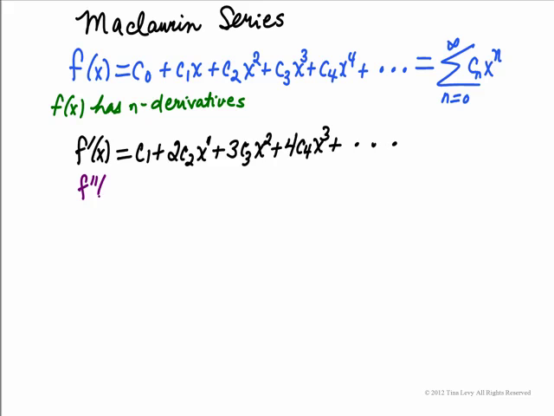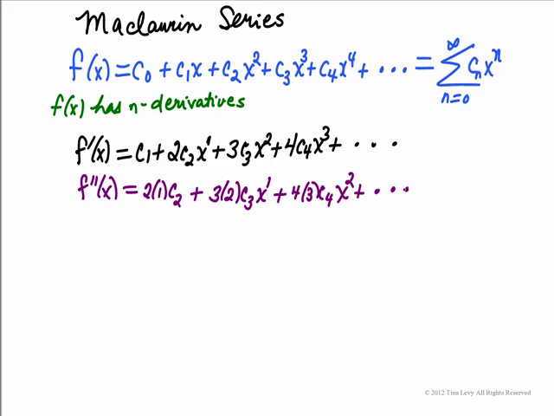Second derivative: the derivative of the constant disappears, and this, of course, is 2 times 1 c2, x to the 0 is just 1, and then we have 3 times 2 c3, x to the 1, and then 4 times 3 c4, x to the second, and this also will go on indefinitely. For the second derivative, I was multiplying these two, these two, these two.